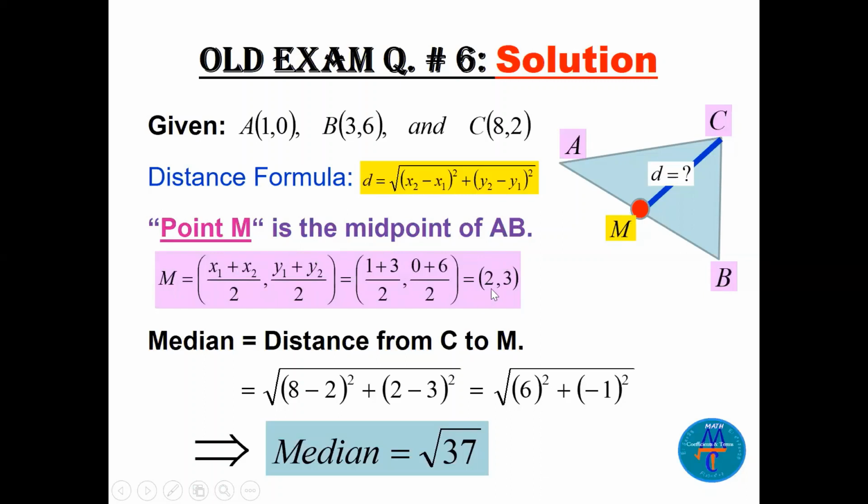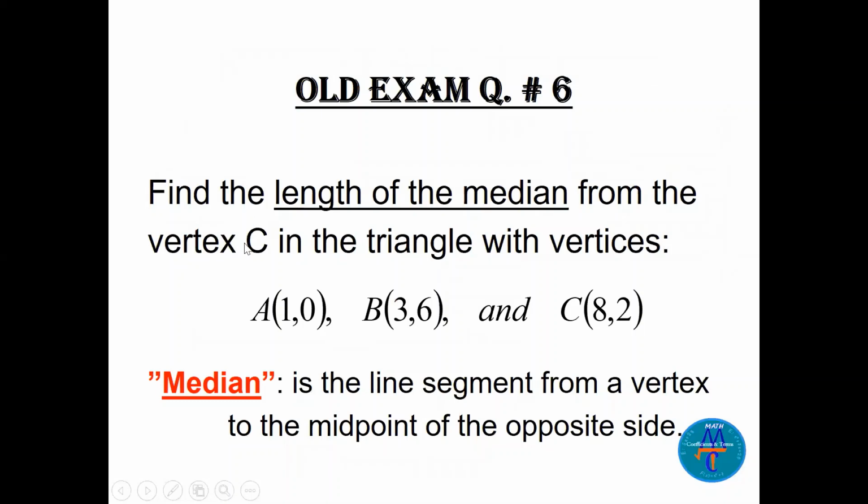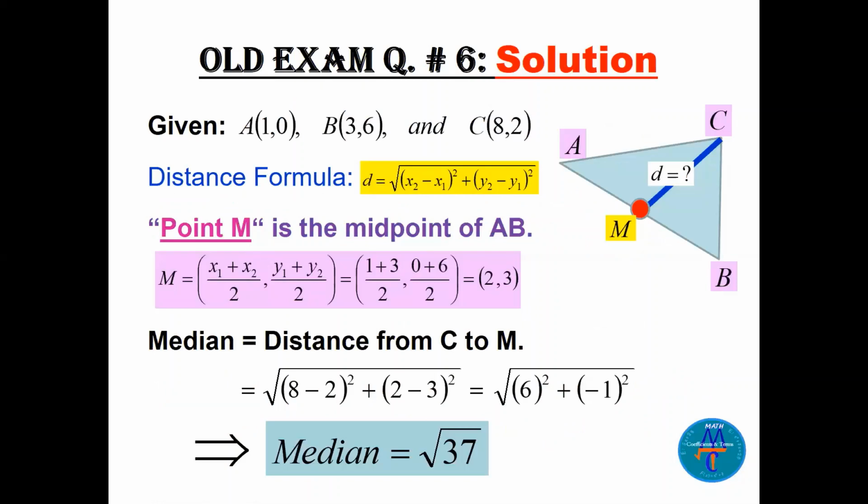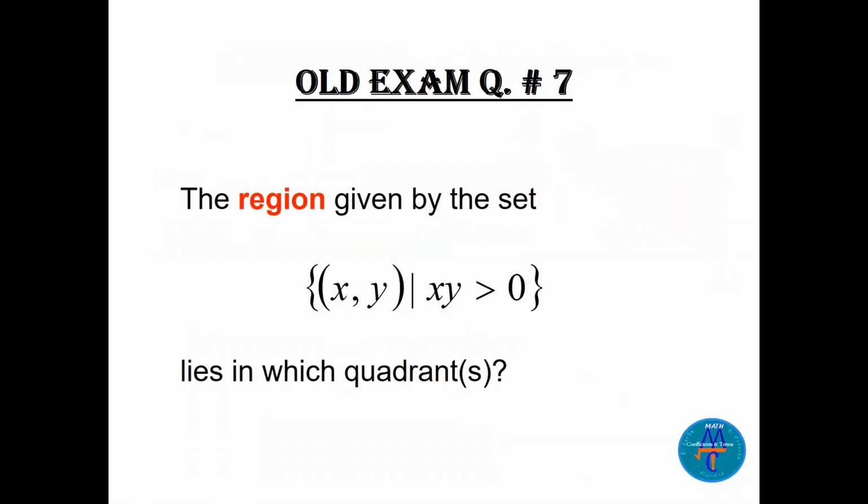Now I take this M, distance from C, from the vertex he said in the question. It says, find the median from C. So from C to M, find the distance now. So 8 minus 2 squared, 2 minus 3 squared, this is 6 squared, 1 minus 1 squared is plus 1, square root of 37 is the median from C. Very nice question. Number 7 is easy.